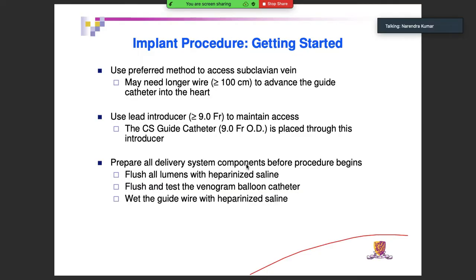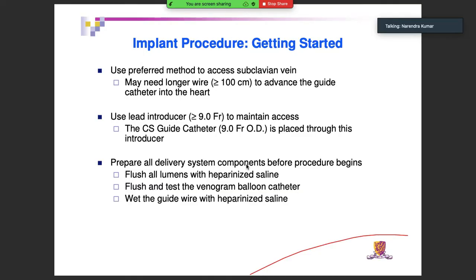Some of the important things to know: we may need a longer wire, especially if we are cannulating with axillary access of the subclavian vein, because from the subclavian vein it has to come down further towards the RV and finally towards the coronary sinus. So it can be pretty long. Use a minimum 9 French access. The CS guide catheter is normally placed through this introducer. And then you should have already prepared all the delivery components.